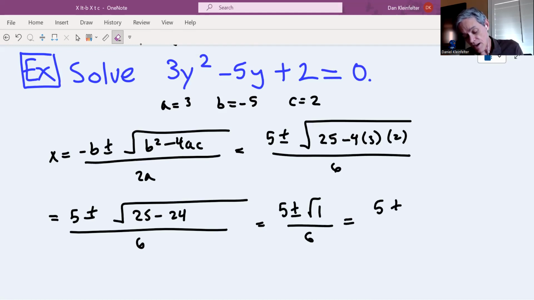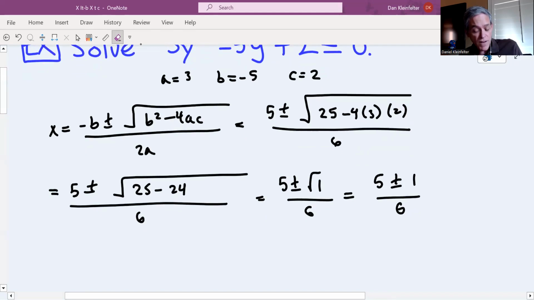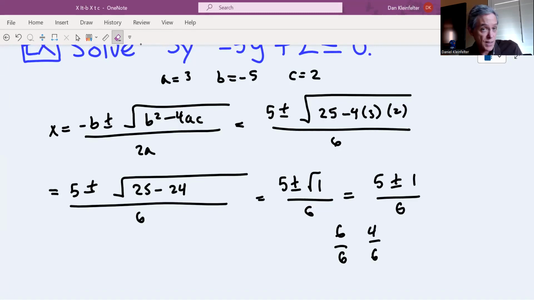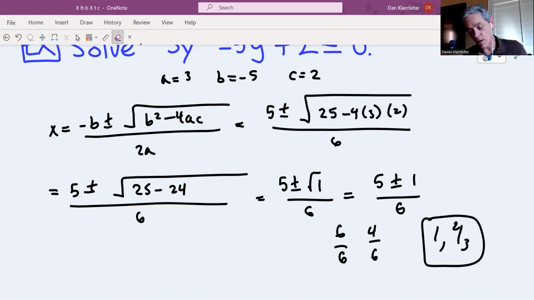That's the same as 5 plus or minus 1 over 6. 5 plus 1 is 6, so 6 over 6. 5 minus 1 is 4, that will be 4 over 6. 6 over 6 is 1. 4 over 6 is 2/3. So our two solutions are 1 and 2/3.